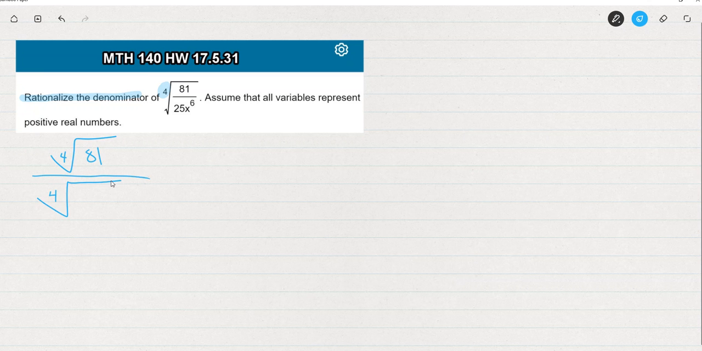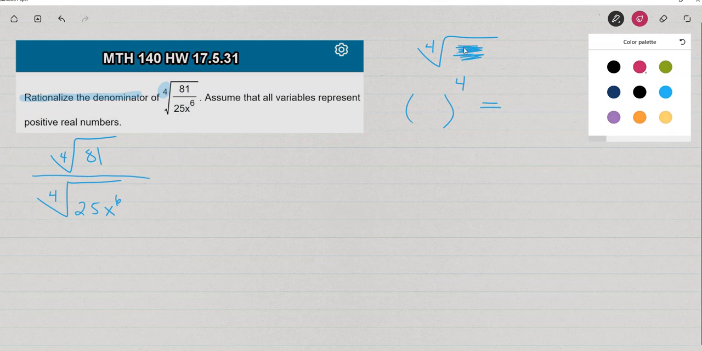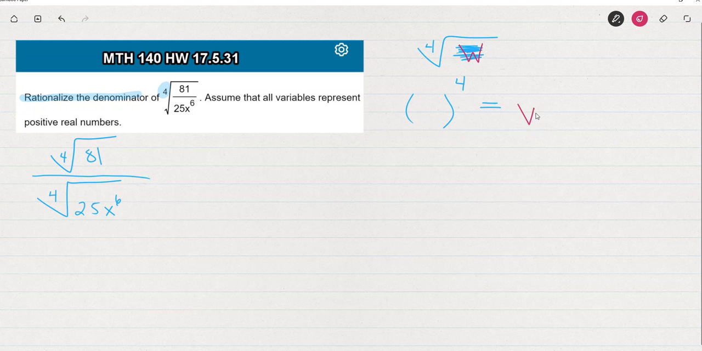4th root of 81 over 25 x to the 6 is the same as the 4th root of 81 over the 4th root of 25x to the 6th. And what does this fourth root mean? It means the fourth root of whatever. It means, what would I have to multiply by itself 4 times to get whatever. So let's just call this w. What would I have to multiply by itself 4 times to get w, to get that radicand? So again, the first step was to recognize that this is a fourth root.